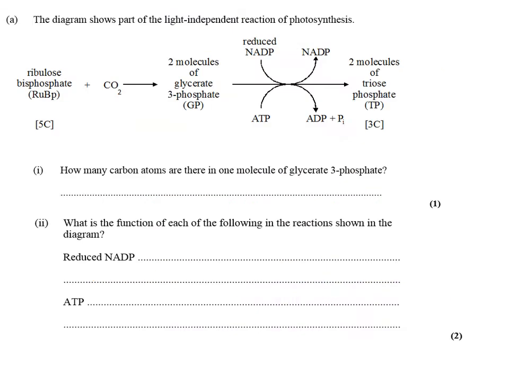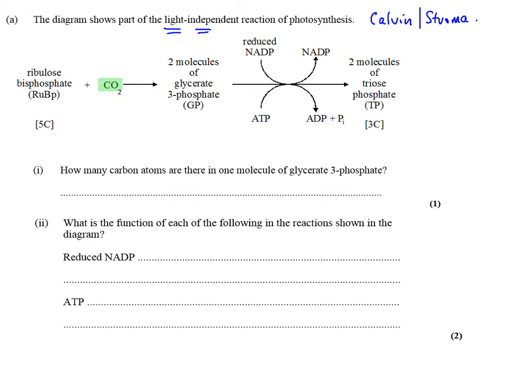Now this question here does give us a diagram that we're going to use to help us construct an answer. And it tells us the diagram shows part of the light independent reactions of photosynthesis. Now we know this really means the Calvin cycle, and we know that occurs in the stroma of the chloroplast. So we can start to use the information and work out what's happening before we even approach the questions beneath.